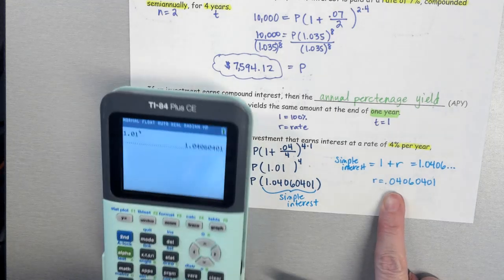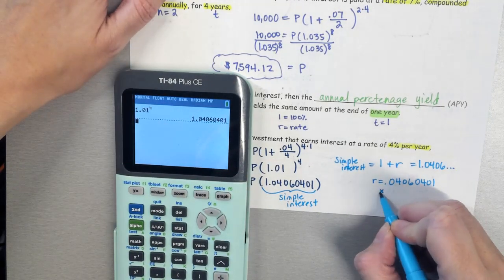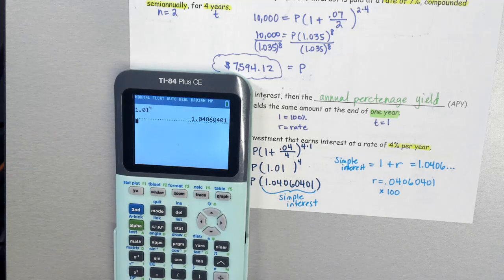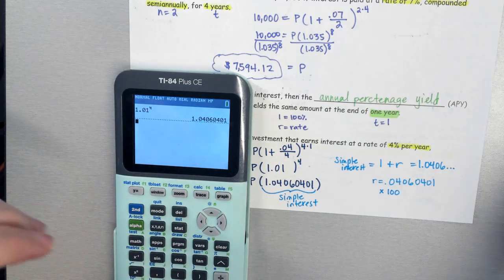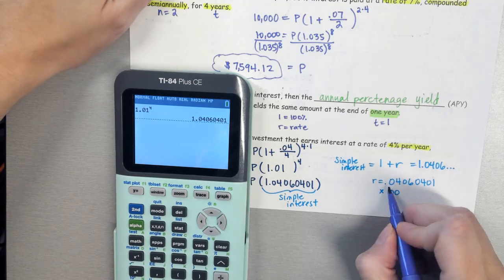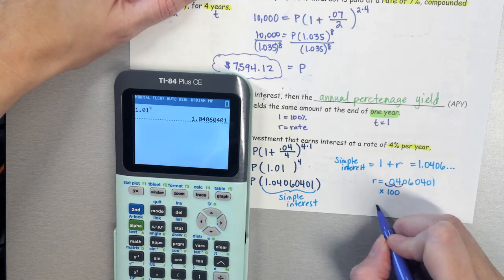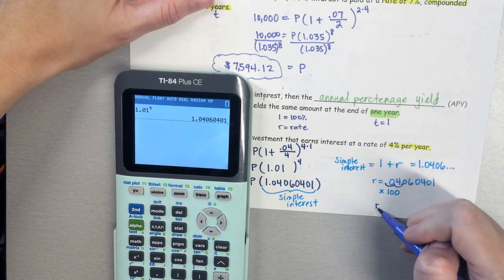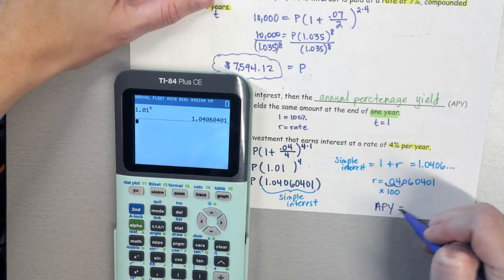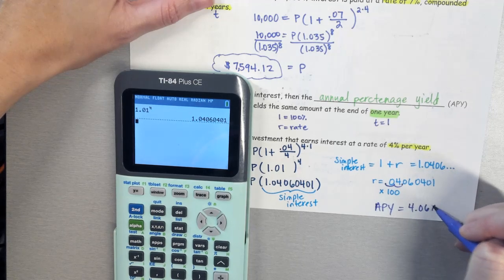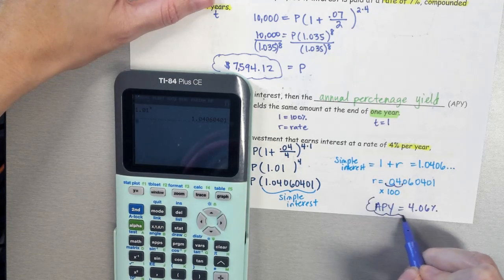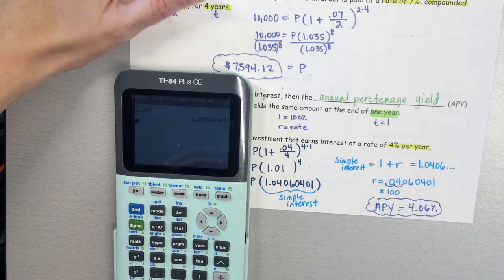So to find out what the percentage is, just multiply it by 100. When you multiply by 100, what are you doing with the decimal? Moving it how many spaces? 1, 2. So that means your rate, your APY, is 4.06%. Okay, and you can just round that to the nearest hundredth.